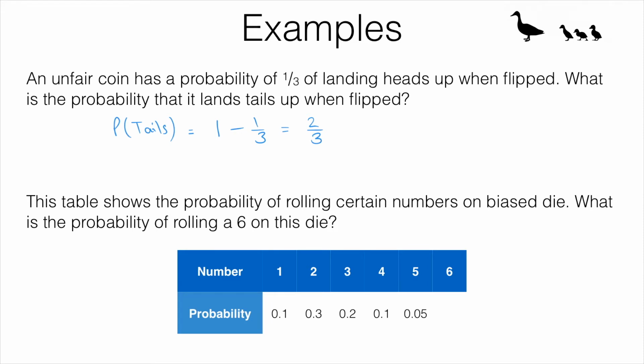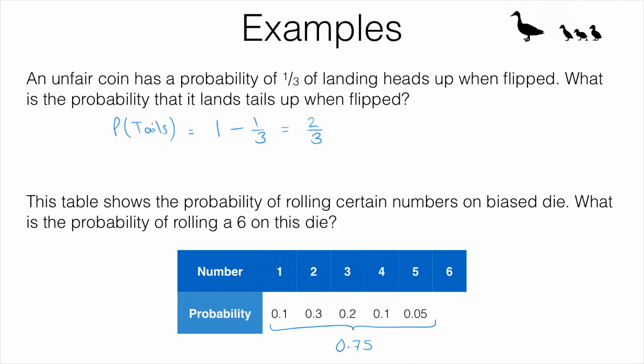Remember that key fact I mentioned earlier? The probabilities of all possible outcomes need to add up to 1. There are 6 possible outcomes on a die. You could roll a 1, 2, 3, 4, 5, or 6. That means all of these probabilities need to add up to 1. The probabilities we've got in the table add up to 0.75 if you work that out.